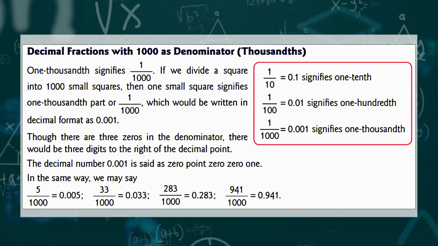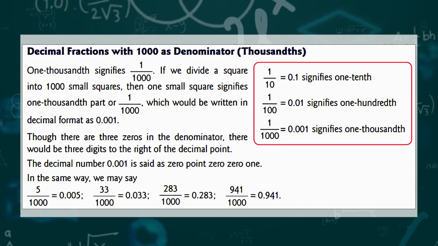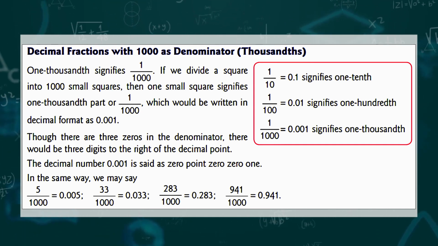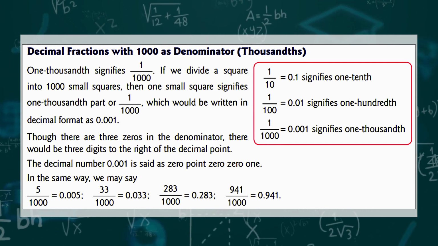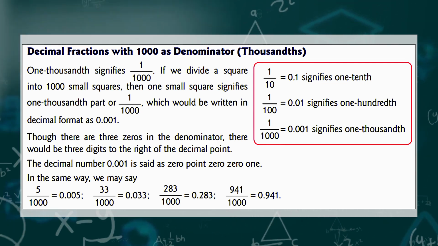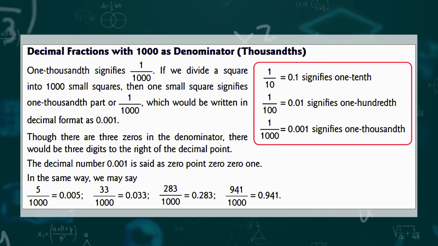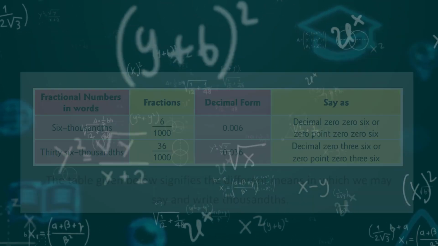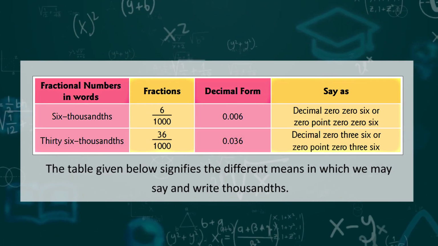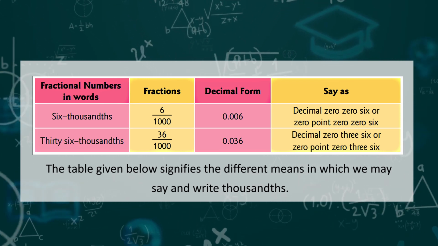In the same way, we may say 5 upon 1000 is equal to 0.005. 33 upon 1000 is equal to 0.033. 283 upon 1000 is equal to 0.283. 941 upon 1000 is equal to 0.941. The table given below signifies the different ways in which we may say and write thousandths.